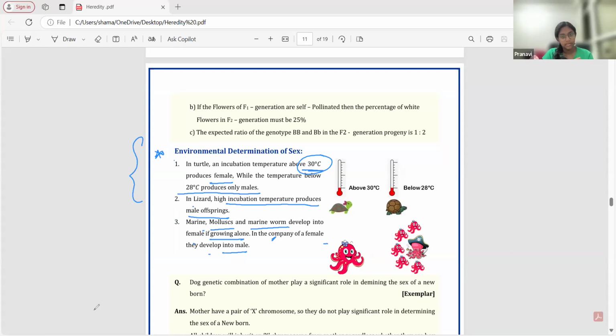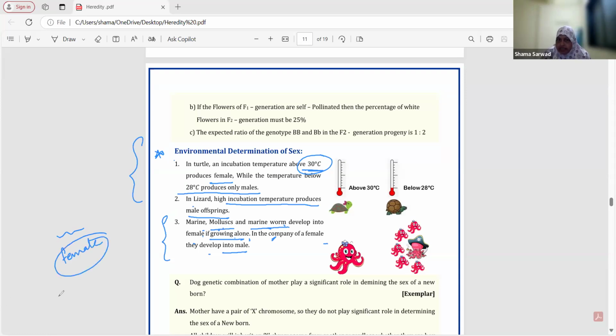No, no, no, no. Okay, wait. The mother only incubates everything, right? The father doesn't go sit and incubate. So what do you mean in company of a female? No. See, these all are produced due to sexual intercourse, right? So if that female is growing alone, any worm or mollusk, marine mollusk and the worm, if growing alone, nobody is there, no partner, nothing is there, that time she will develop as a female. And if a female is already present and a new worm is growing, that worm will grow as male because a female is already present.